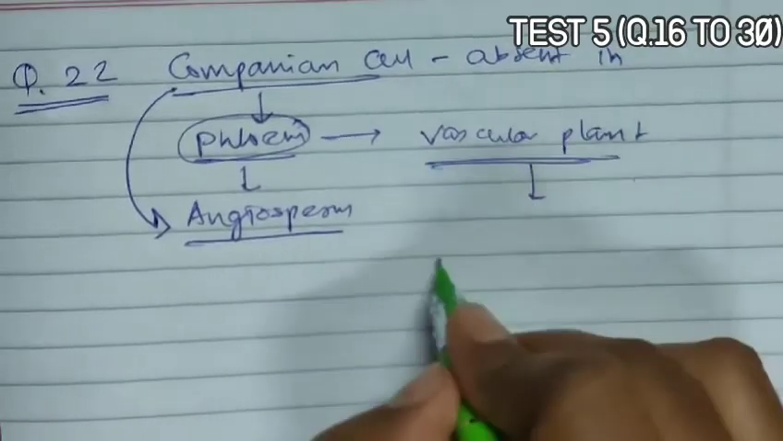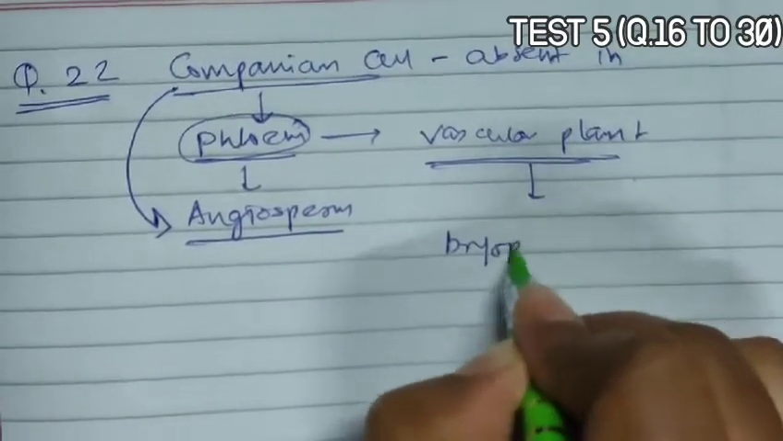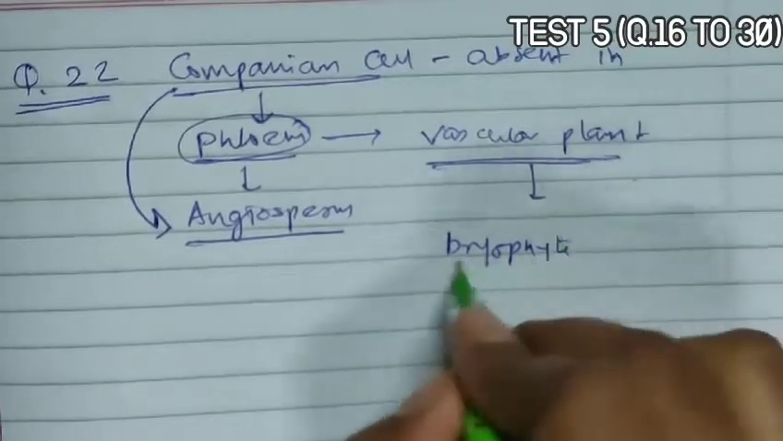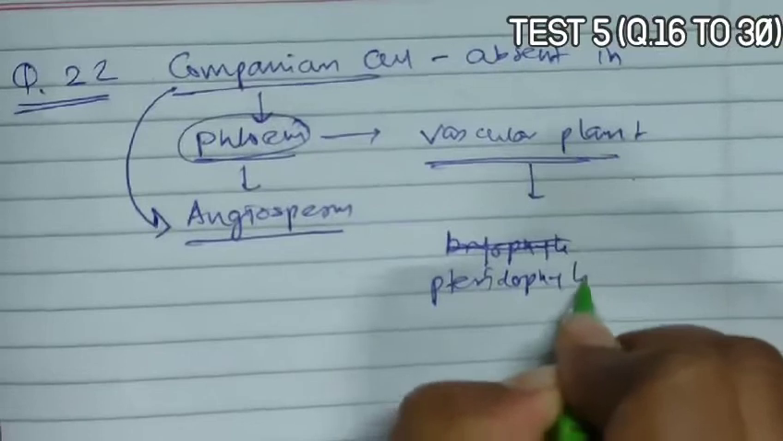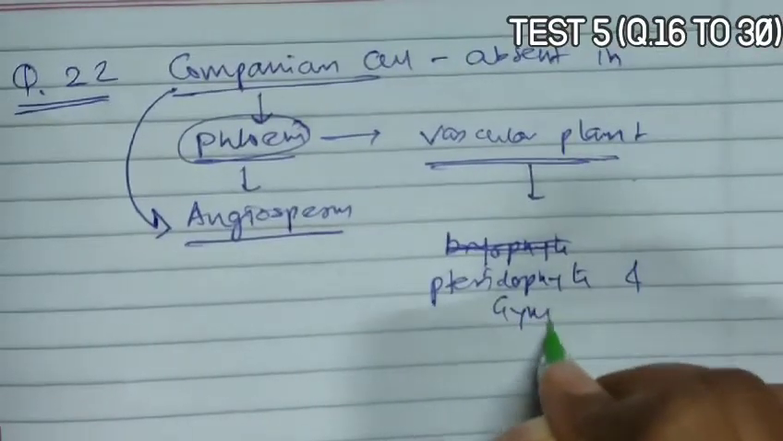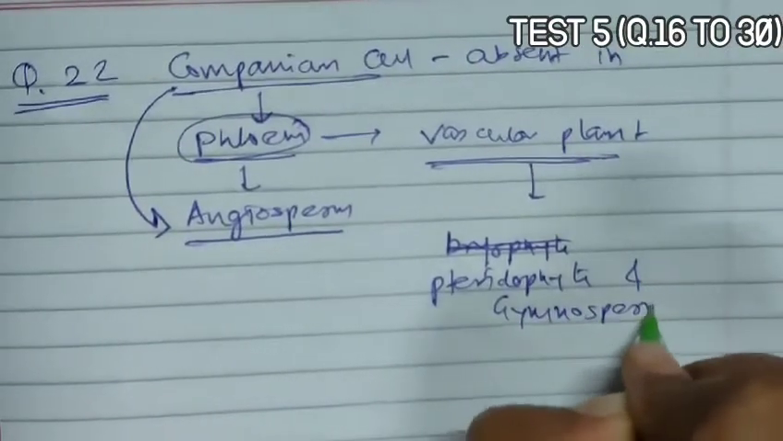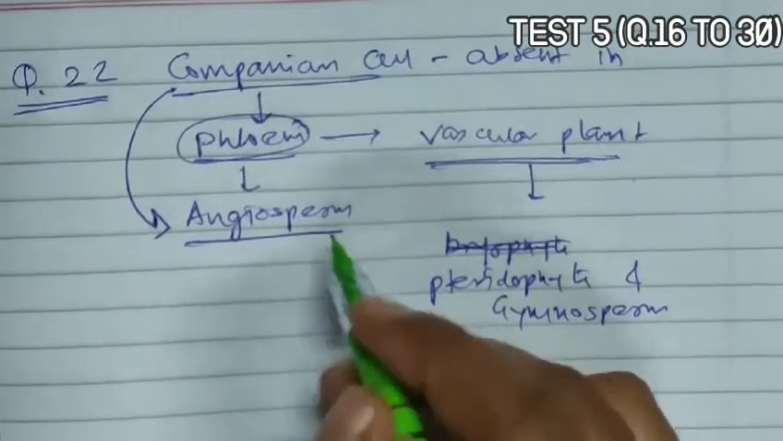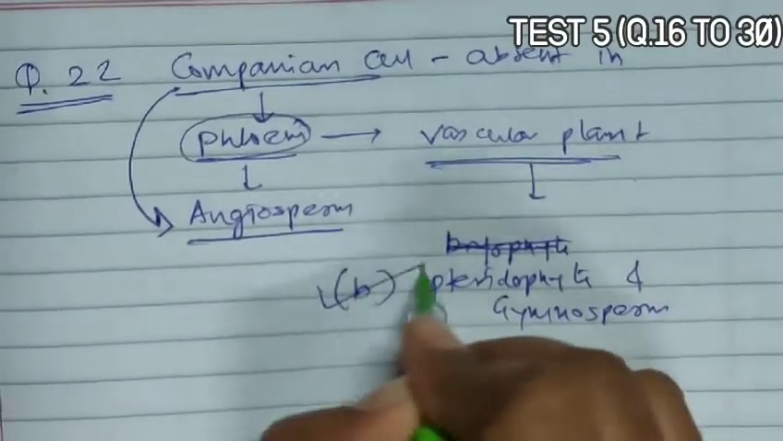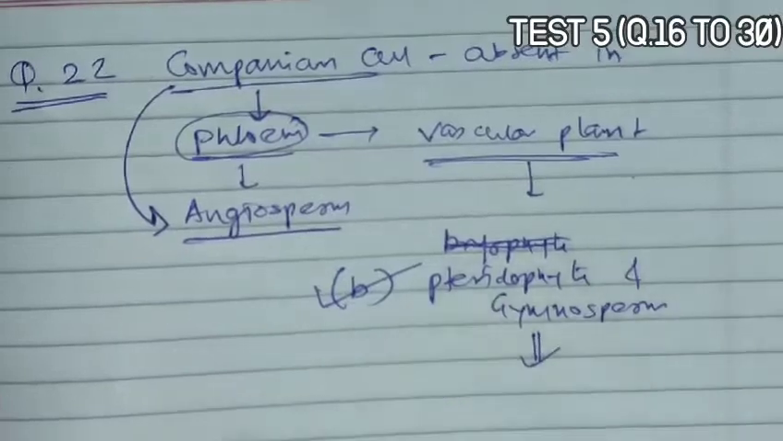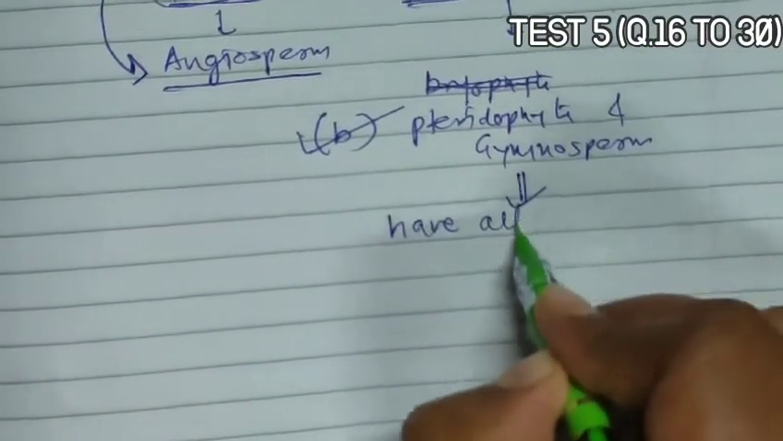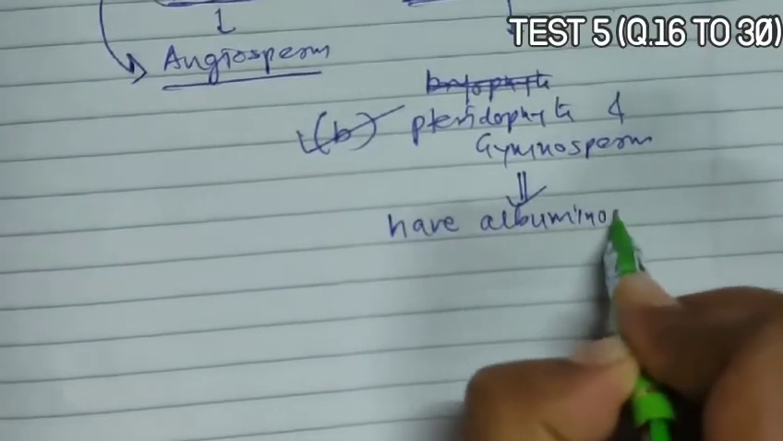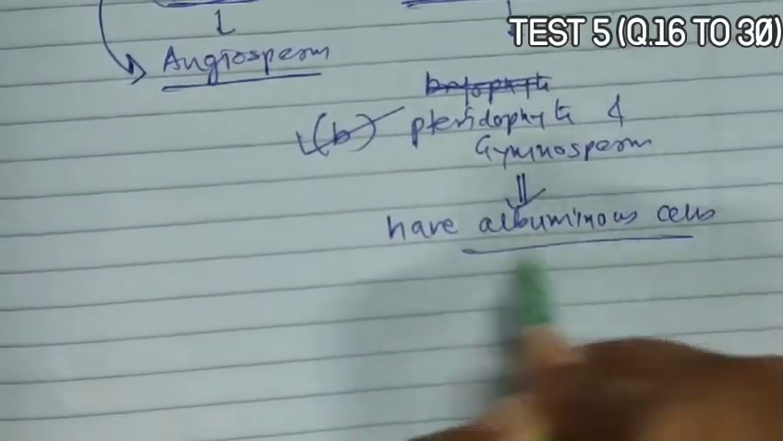So among the others, there are bryophytes, pteridophytes and gymnosperms. They do not have companion cells, so B is correct. In place of companion cells, pteridophytes and gymnosperms have albuminous cells. Which cells do they have? Albuminous cells.